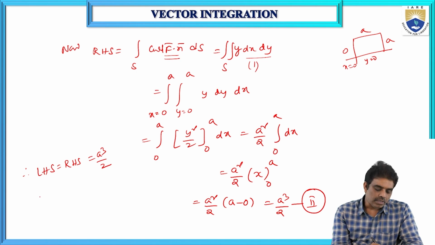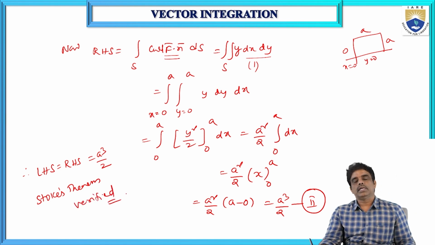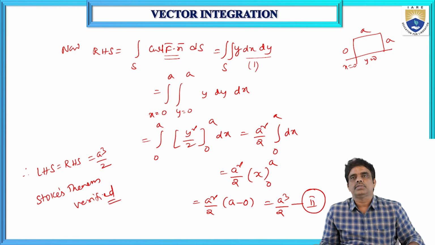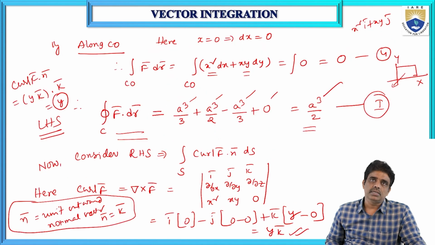That means the Stokes theorem is verified. That is the required solution. Stokes theorem is verified. That is the required solution. So I hope this is clear. Let me just go through it.